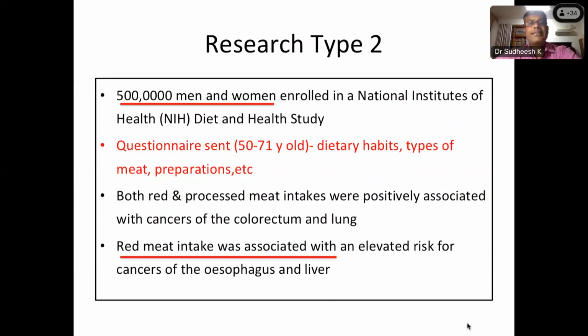Next, let us go to the next example, where 5 lakh men and women were enrolled in the National Institute of Health Diet and Health Study, and a questionnaire was sent to around 50 to 71-year-old patients regarding their dietary habits: types of meat, what they were eating, and what kind of preparations, whether they were eating raw meat or cooked meat or burnt meat, etc. And they also tried to find out the association between cancer of the rectum and lung and the meat intake. And they observed that both red meat intake and processed meat intake were positively associated with cancers of the colon and rectum. Likewise, red meat intake was associated with an elevated risk of cancers of the esophagus and liver.